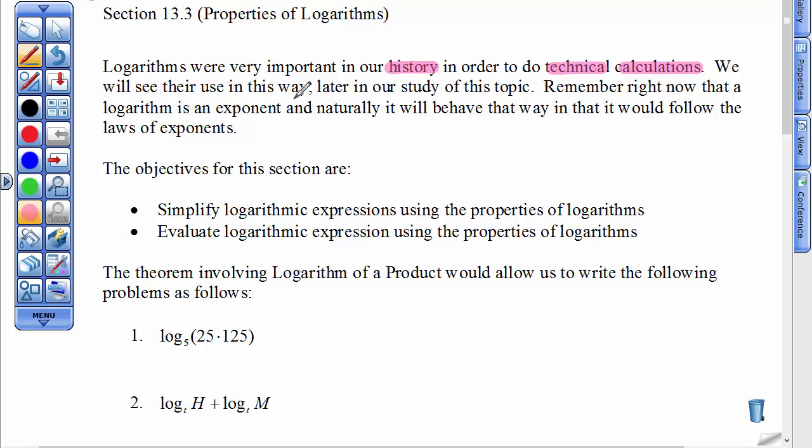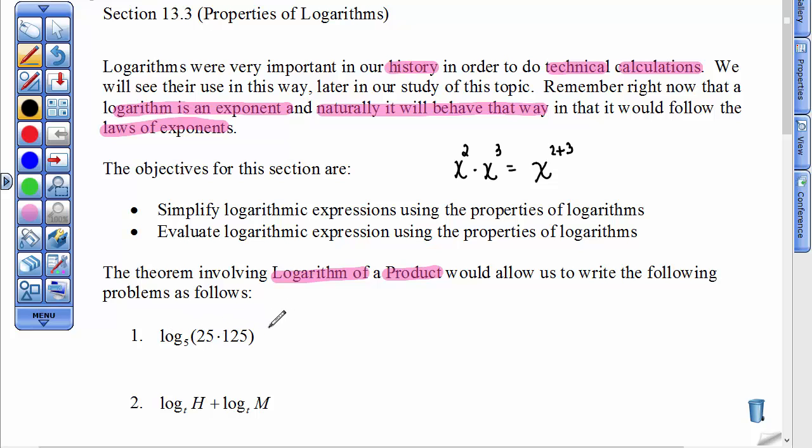Remember for right now that a logarithm is an exponent, and naturally it will behave that way. And we'll look at the laws of exponents. So we're going to be looking at the logarithm of a product. What I'm saying here is to remind you that because they behave like exponents, x to the second times x to the third would be x to the fifth, but 2 plus 3 is what I'm going to write, that I would add these.